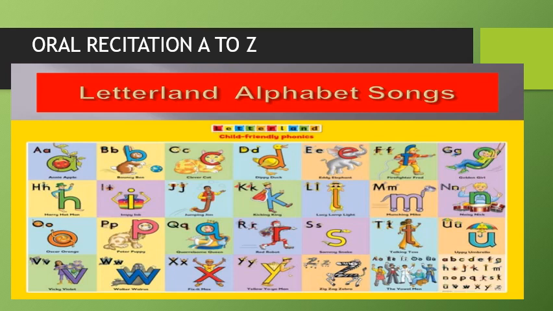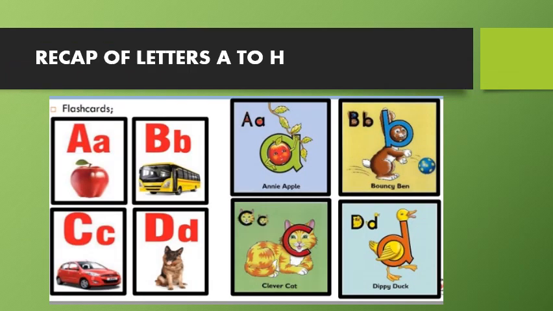What we have to do? We have to orally recite letters A to Z. So let's start. A, B, C, D, E, F, G, H, I, J, K, L, M, N, O, P, Q, R, S, T, U, V, W, X, Y, and Z.